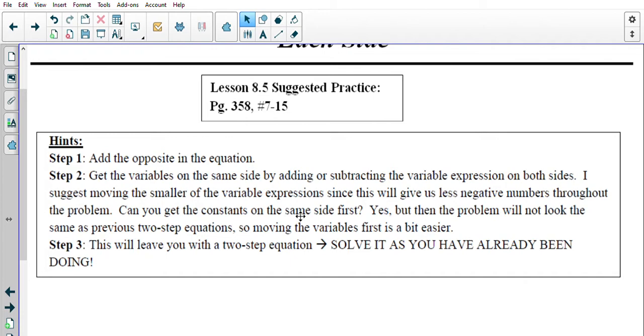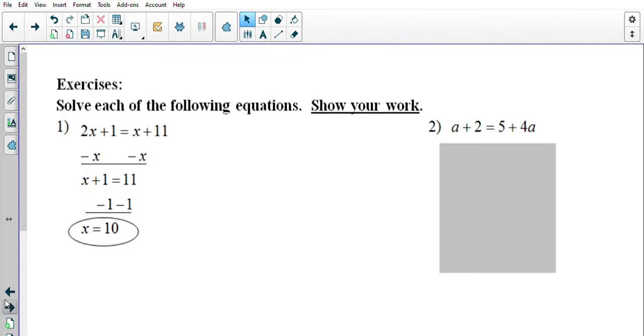The third step is, again, you've got a two-step equation at this point once you get the variables on the same side, and you solve it as we've been doing in this current unit. You're going to notice mixed throughout some examples that are already typed up and completed for you. I'm not going to spend the time to go through those questions. We're going to go through the new questions, plus I'll intersperse some independent practice into our examples. So let's begin with question number 2.